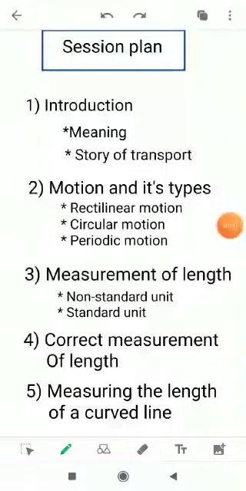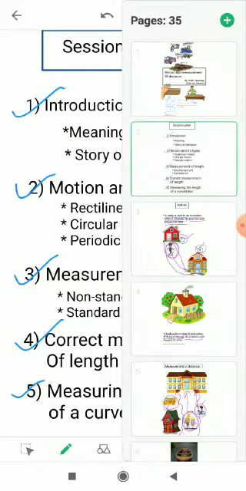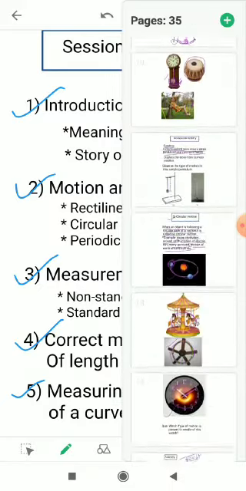Hello students, as in our previous video lecture we have covered the introduction part and motion and its type. So in today's lecture we are going to cover measurement of length, correct measurement of length, and measuring the length of a curved line. So let's start with measurement of length.